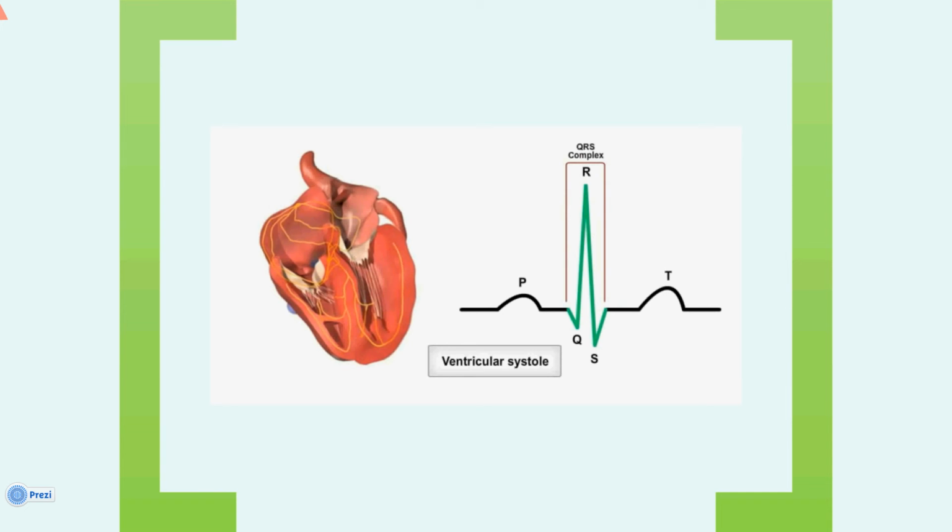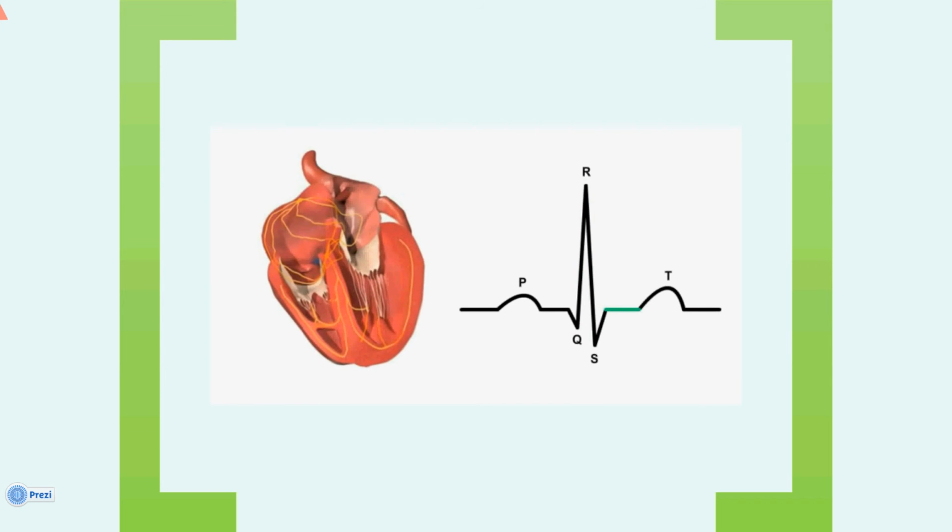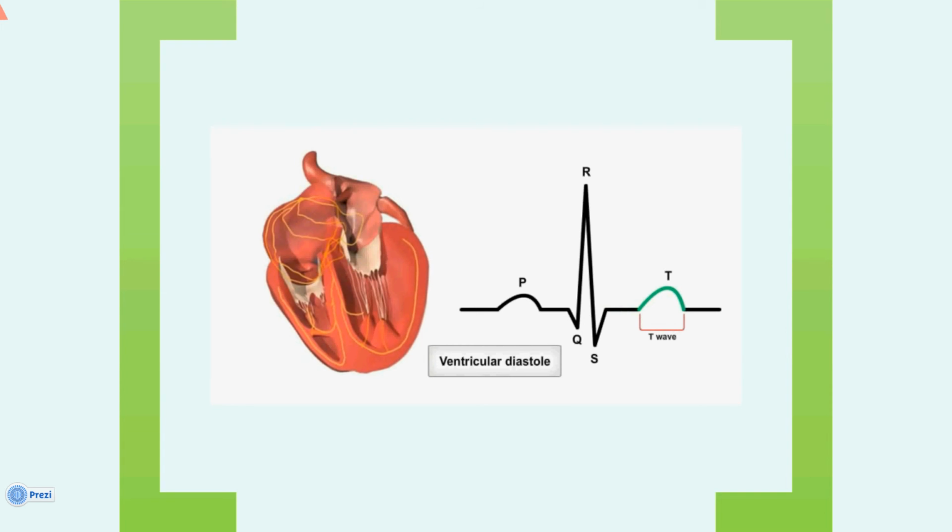Atrial repolarization also occurs at this time, but any atrial activity is hidden on the ECG by the QRS complex. Finally, as the signal passes out of the ventricles, the ventricular walls start to relax and recover, a state described as ventricular diastole. The dome-shaped T wave on the ECG marks this ventricular repolarization. On the ECG, the ST segment depicts the period when the ventricles are depolarized. The QT interval represents the time it takes for both depolarization and repolarization of the ventricles to occur.